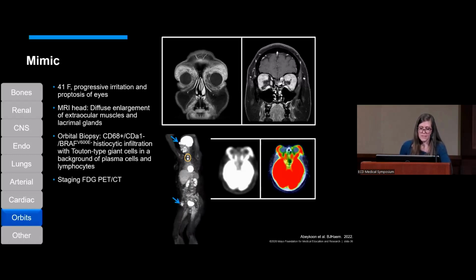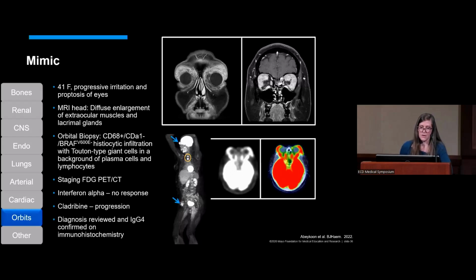So this was suspected to be Erdheim-Chester disease. She was started on interferon alpha with no response, and also went on cladribine with progression of disease. And so at this point, her diagnosis was re-reviewed, and pathology demonstrated IgG4 was confirmed on immunohistochemistry. And that goes along with the imaging findings that we see here.